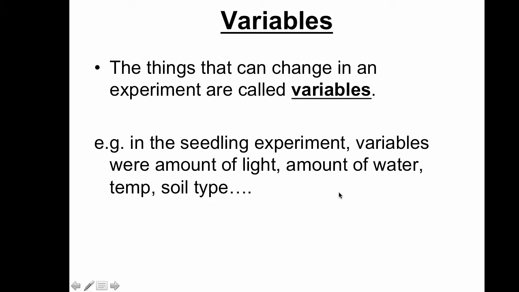So what those things are called are variables. Variables are the things that can change in the experiment. Okay, so in the seedling experiment, if you're going to grow a plant, you're going to have a seed. Those seeds have to have soil, water, and sunlight. So in that experiment, variables were the amount of light, the amount of water, the temperature, and the soil type.